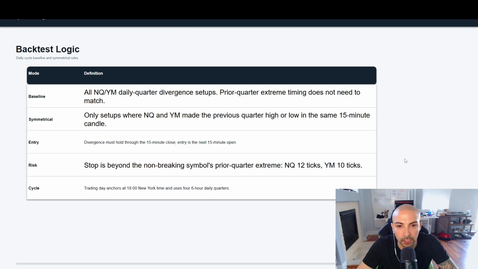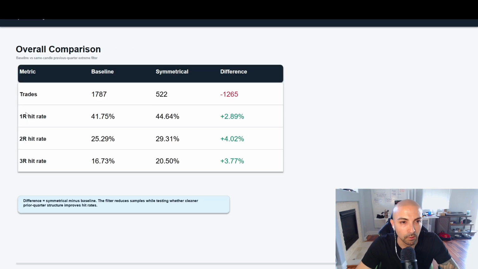Okay, same logic here. Same quarters. The overall comparison, we had over 1,700 trades. Of those, 522 were symmetrical. And here are the results for 1R, 2R, and 3R.